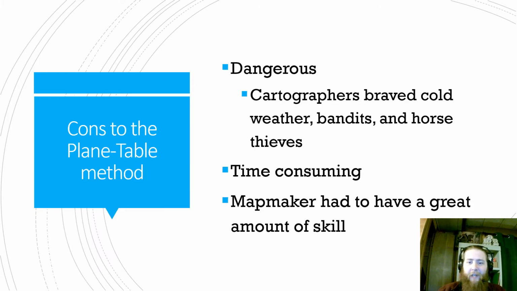So there's some big disadvantages to using plane table surveying. It took a long time. It was very time consuming. Cartographers would have to brave cold weather, bad weather like rain. There's reports that they had to deal with bandits and horse thieves. They'd come back down off the mountain and their horses were gone and they had to walk all the equipment back to town. And map makers had to have a great amount of skill. There were definitely better map makers than others, and to be one of the best ones, you had to have a lot of skill.